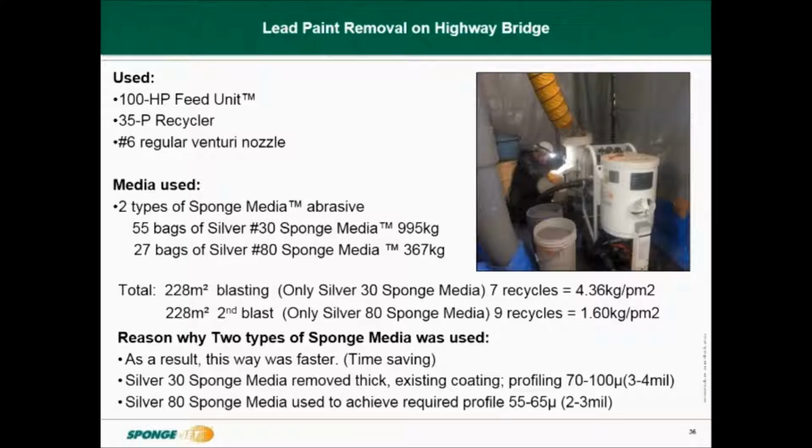In my opinion, if they used 60 grit straight up, it would have been aggressive enough to cut through all the heavy corrosion and the coating and also the rust and scale that was there, and leave the required profile for overcoating, eliminating the need to reblast the 228 square metres twice. It would have sped up the whole process.